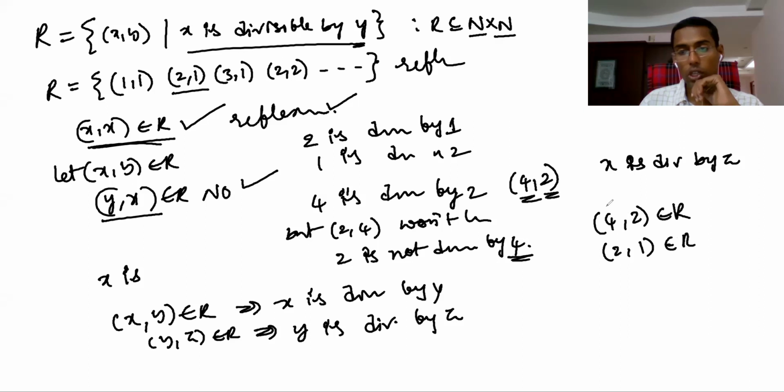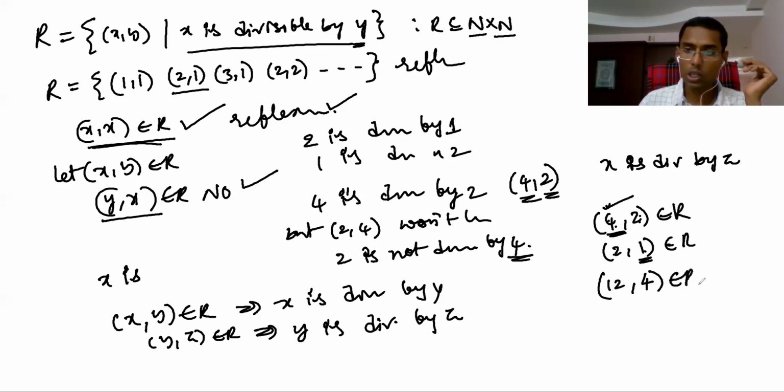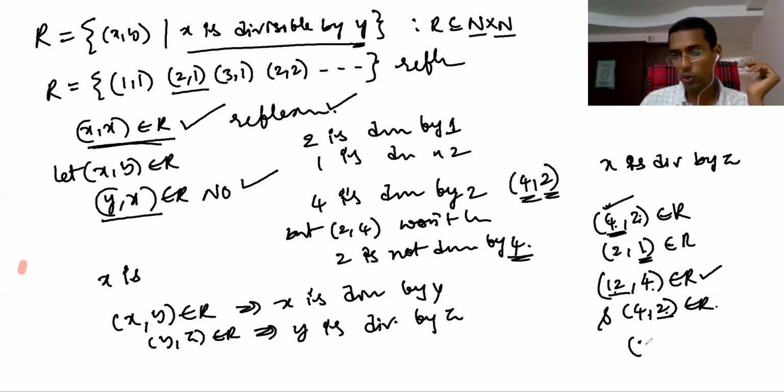That means 4 is divisible by 2. 2 is divisible by 1. Automatically 4 becomes divisible by 1. Similarly, you can take one more example. Here 12 is there. 12 comma 4 will be there. 4 comma 2 also will be there. 12 is divisible by 4, therefore it belongs to R, and 4 comma 2 belongs to R. Then 12 is divisible by 2 should happen. Yes, that is true. Therefore, 12 comma 2 also belongs to R.